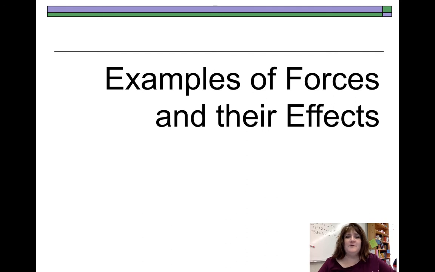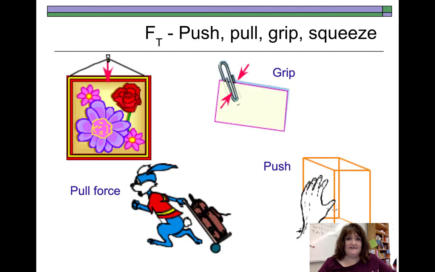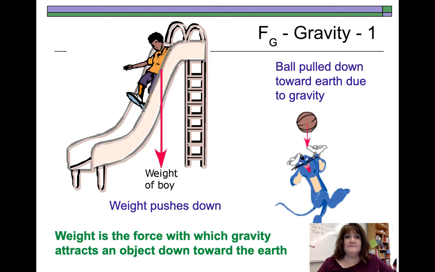So, examples of forces and their effects. A force of tension is a push, pull, grip, squeeze, or hang. Okay, those are all forces of tension. And what you're going to be doing today, your goal, is to be able to identify a force and draw what's called a force diagram or a free body diagram. So anytime you see something being pulled, pushed, or hung, that's going to be a force of tension.